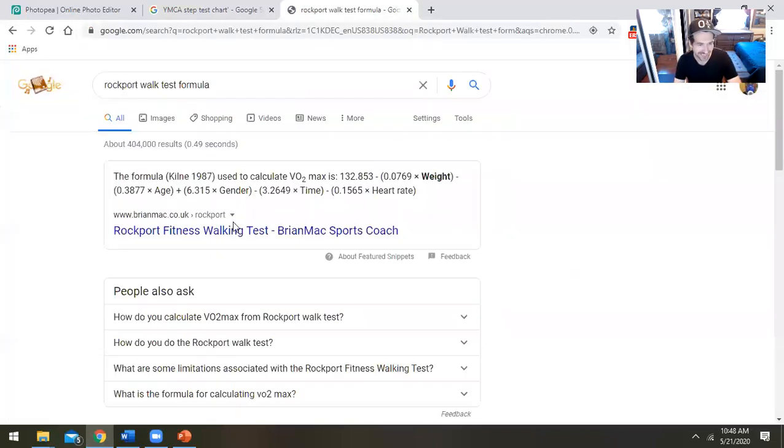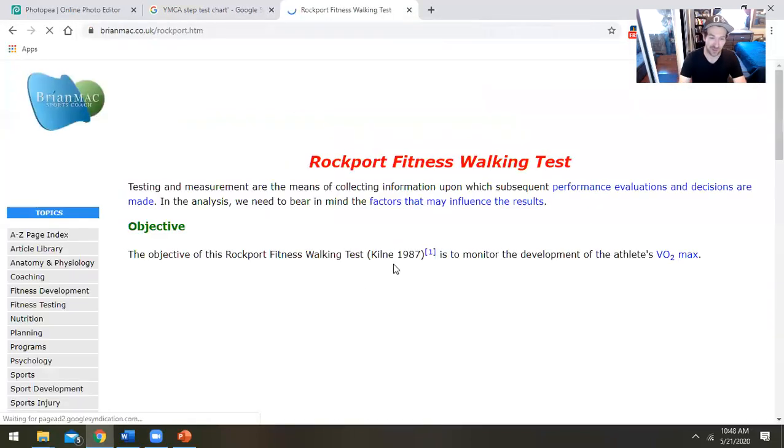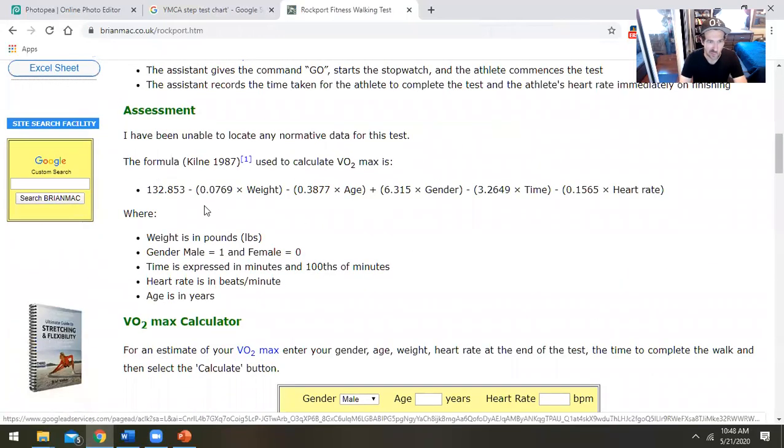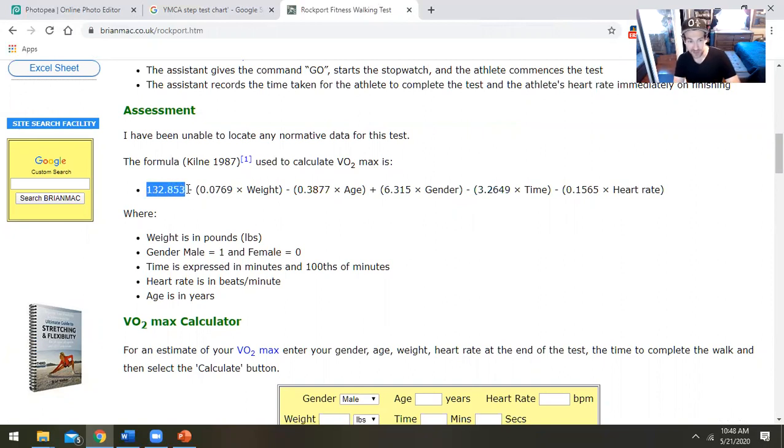Here's your formula. It is a really crazy formula, actually. All of these numbers here, the 132, the 0.3877, the 6.315, all of those numbers are static numbers, by the way. You're going to leave those alone. But it's 132 times this, times their weight, times that, times their age, times that, times their gender, which is 0 for females, 1 for males, that, and that.